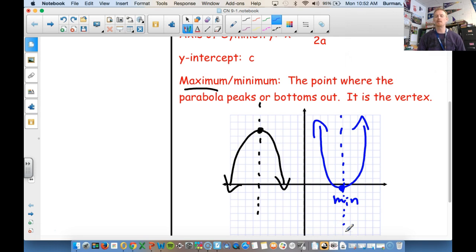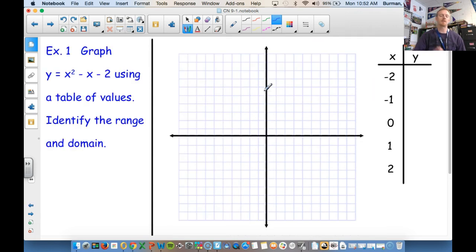So it's going to be important for us to be able to find that axis of symmetry so that we can find our maximum or our minimum based off of what type of a graph we have. So let's get started with our first example. Our job is to graph y equals x squared minus x minus 2 using a table of values, and then we're supposed to identify the domain and the range.